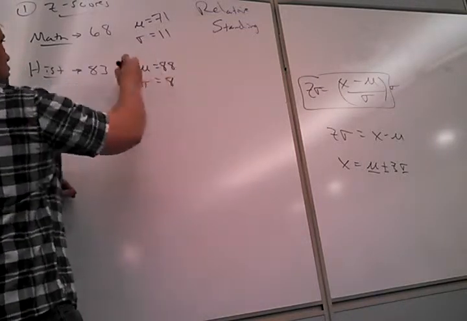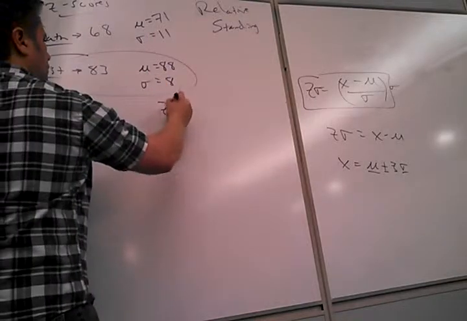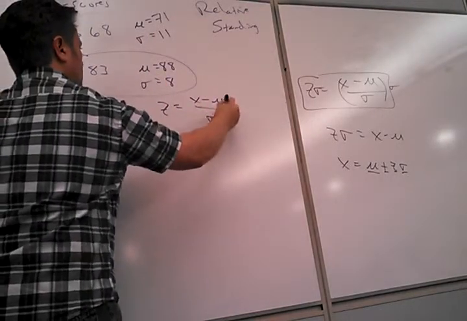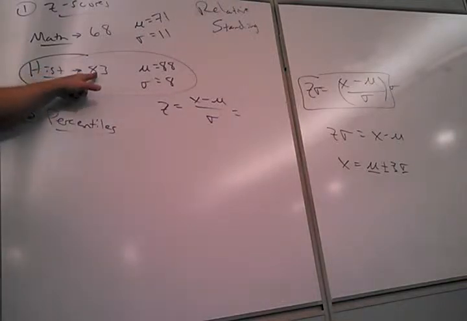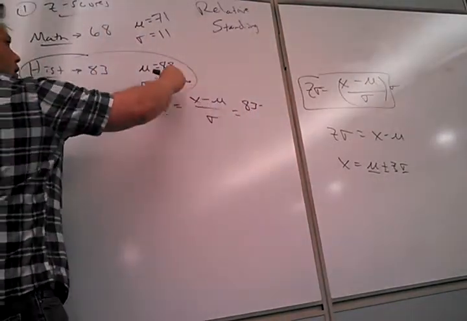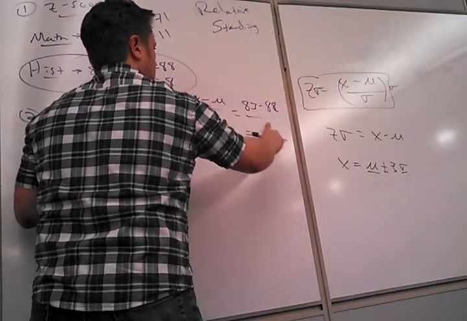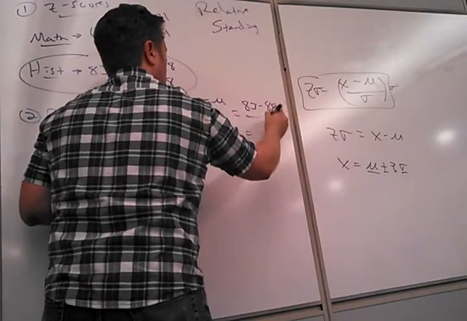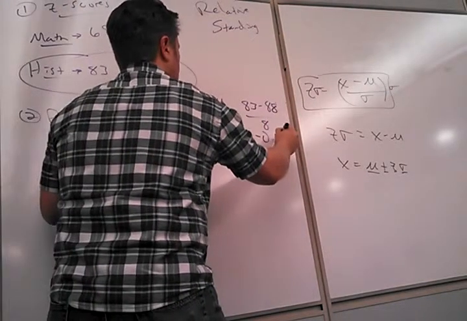So what's the z-score for this situation? If I want the z-score, I need to know those three things. What's the x? Yeah, that's the specific data point that I'm interested in, 83. What's the mean? 88. Standard deviation? 8. So 83 minus 88 is negative 5, divided by 8, yeah, so negative 0.625.